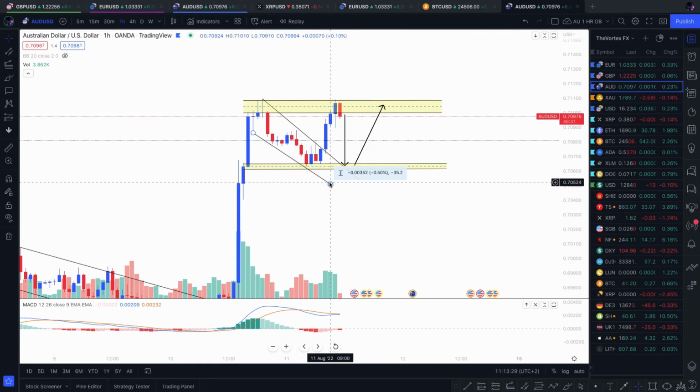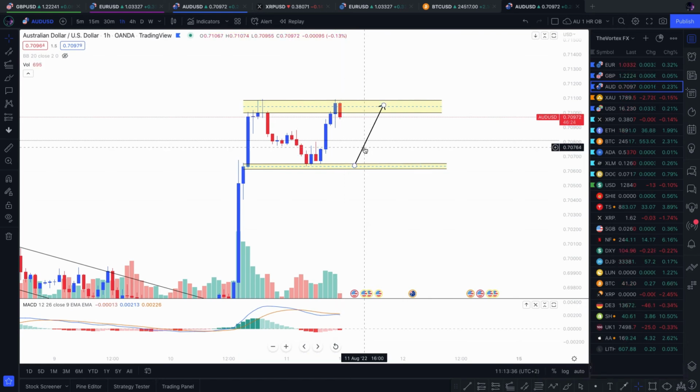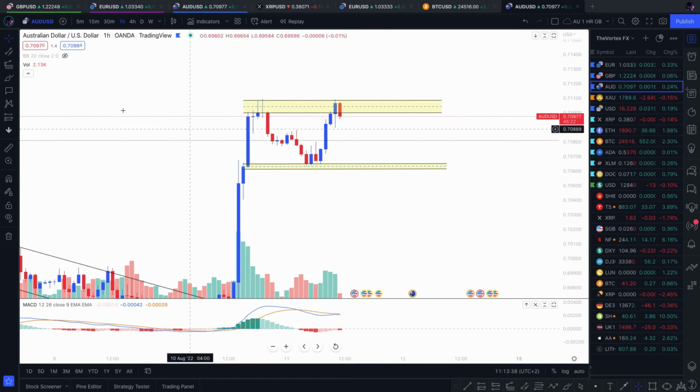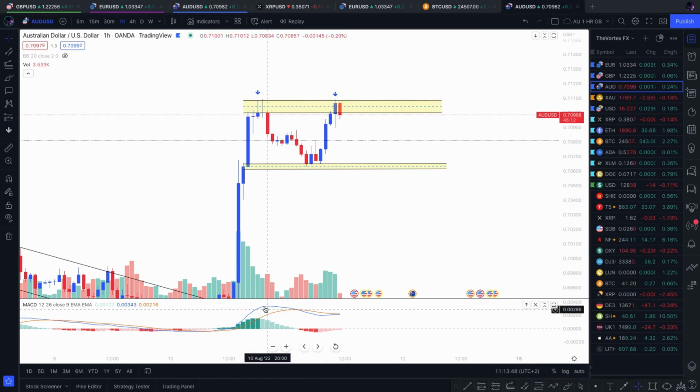Not too convinced. Let's remove the flag again for now. Let's remove this. One more thing that I do want to show you with regards to a potential double top, and let's go ahead and put peak arrows back in. There's our first peak, there's our second peak. Right, is look below at the MACD.